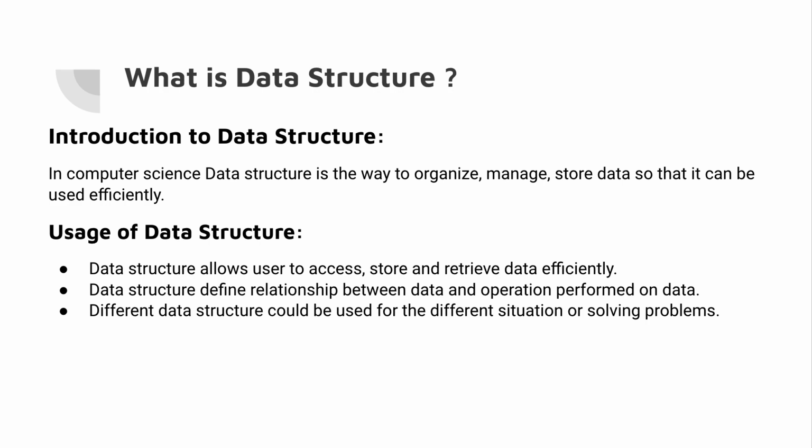In computer science, a data structure is a way to organize, manage, and store data so that it can be used efficiently. When we are storing and retrieving data, that should be done in an efficient manner. Data structures allow the user to access and store data very efficiently. A data structure defines the relationship between data and the operations performed on it, like read, create, update, delete. These are the actions we need to perform on data using data structure methodologies.